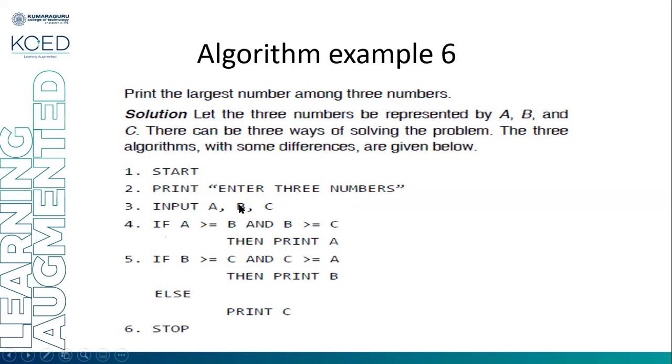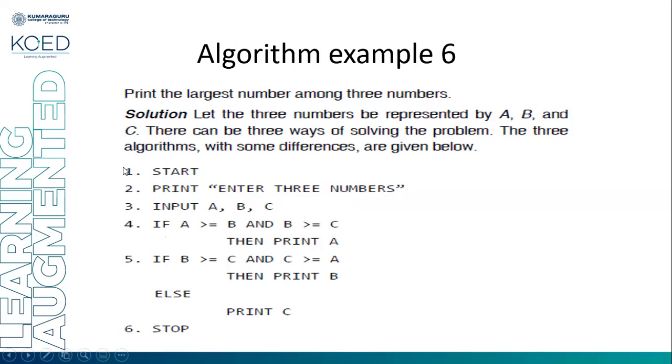Next, we discuss example 6: the largest among 3 numbers. What is the solution? We have 3 numbers represented by A, B, and C. There can be 3 ways of solving the problem. The 3 algorithms with some differences are given below.